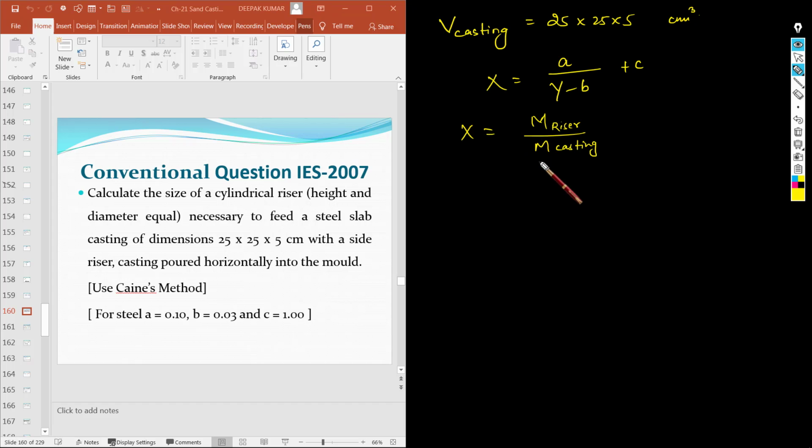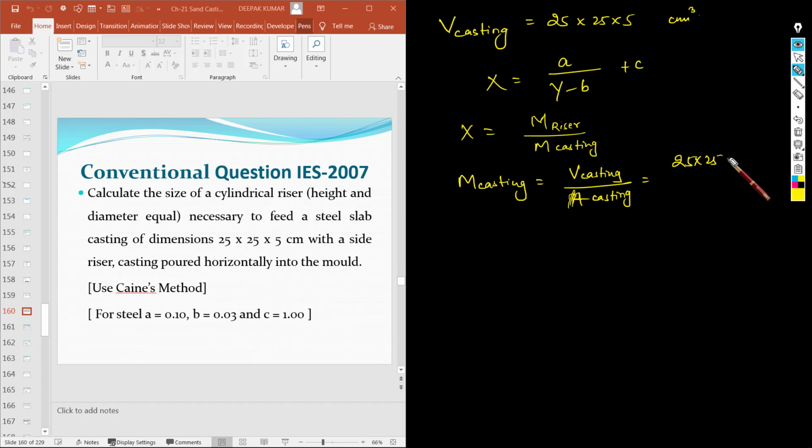So can we calculate the modulus of casting? From here, modulus of casting is equal to volume of casting divided by area of casting. Is it not? Or area of casting divided by volume of casting. Which one will be true? So this one is true, isn't it? Because modulus will be higher if area is lower. Okay, so put it here.